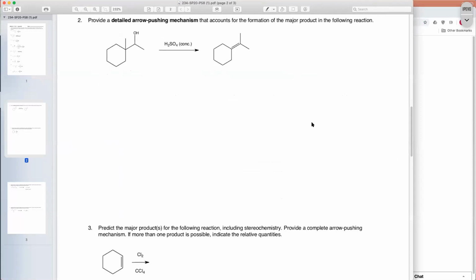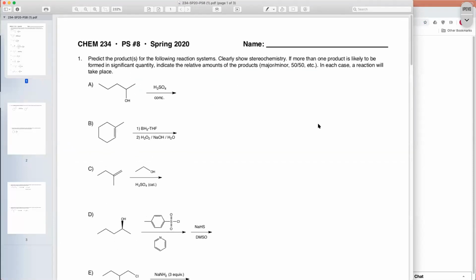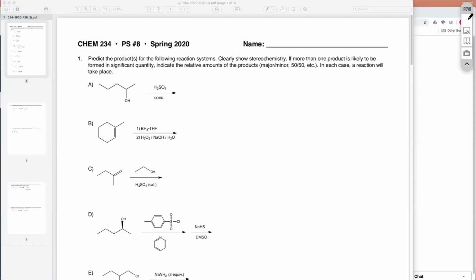But I did want to take a look at a few of these and talk about what to consider as you're predicting the products. Of course, the answer key is going to have the products predicted for you, but I'd like to talk a little bit about the things to think about as you try to predict those products.